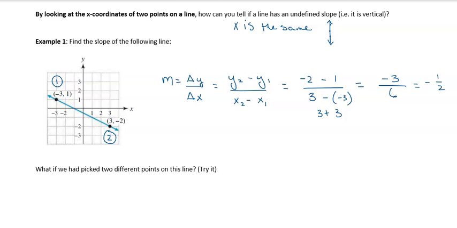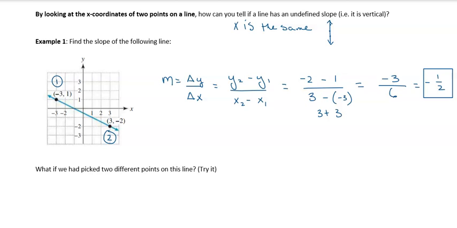So first double check that you got the right sign on that. The sign is negative, and it is a negative slope going downward to the right. What if we had picked 2 different points on this line? At this point, I would like you to try this one.